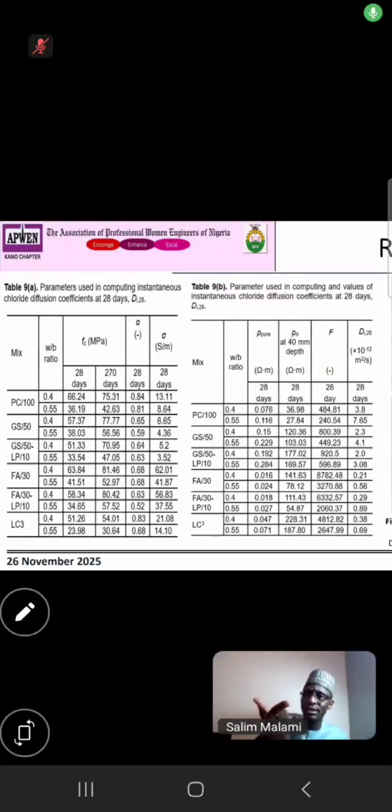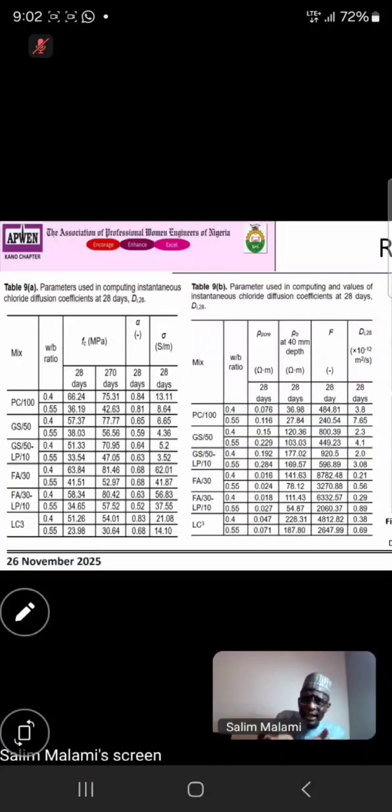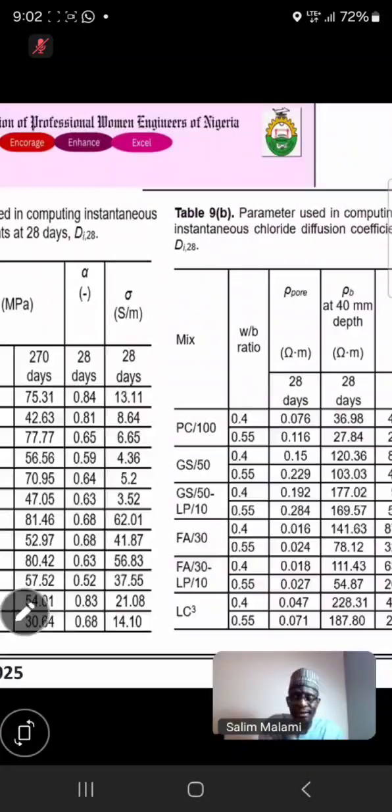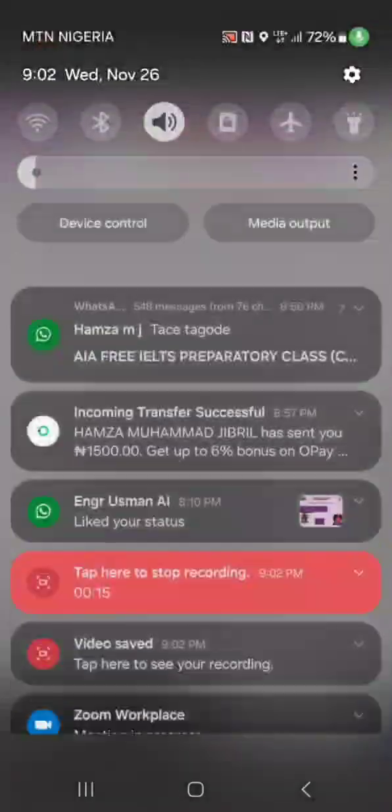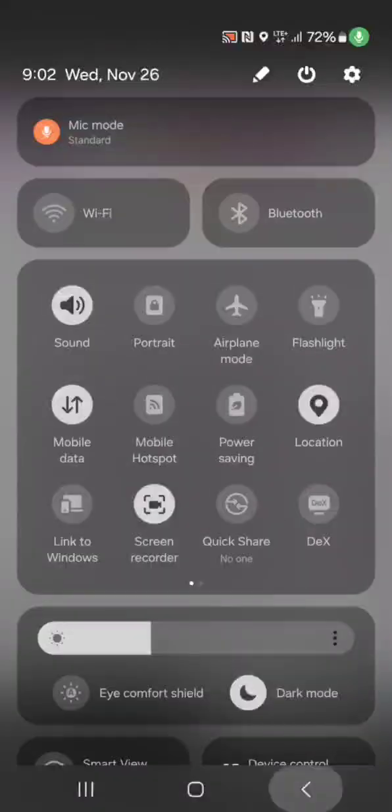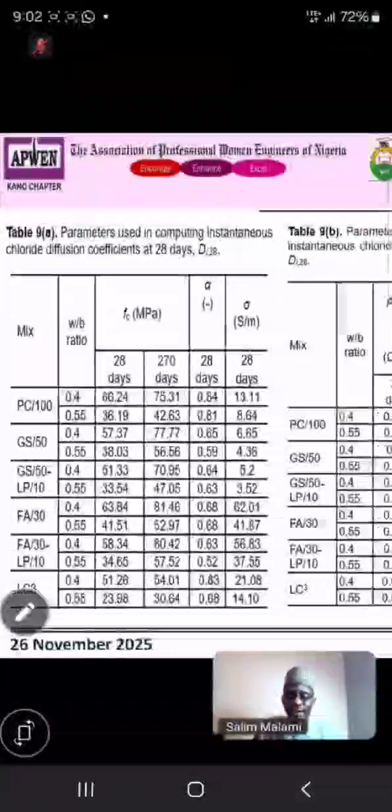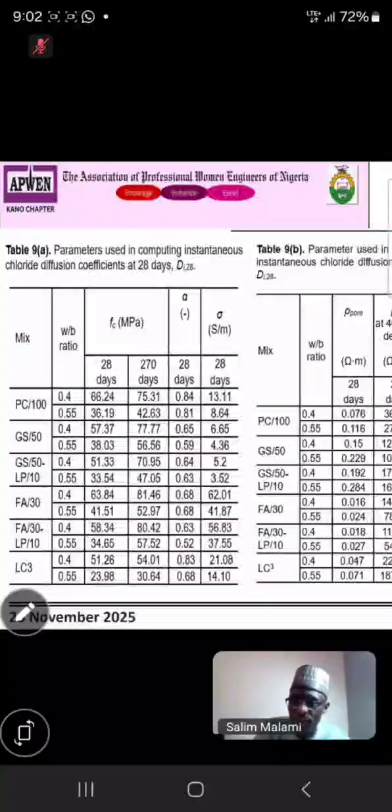So if you have conductivity, you can make it into resistivity. 1 over conductivity will give you resistivity. So the fluid itself inside the concrete has conductivity and resistivity. So we use it to measure this property and include it in measuring the chloride migration inside the concrete. So this is the method. This is how it increases.